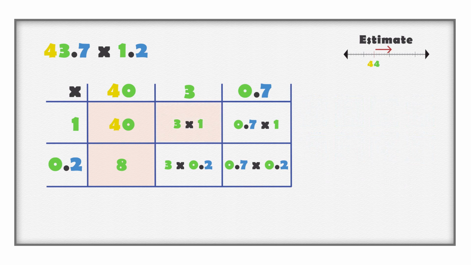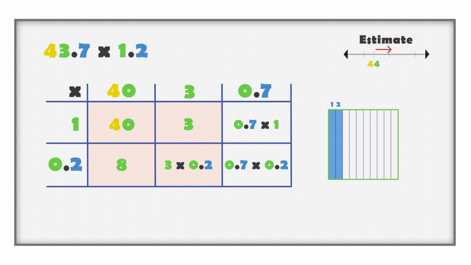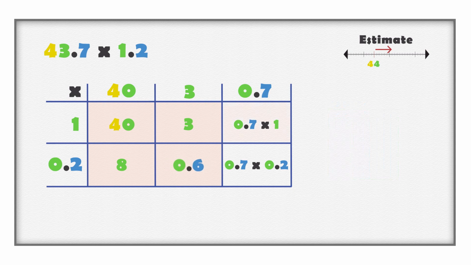3 multiplied with 1 is 3. 3 multiplied with 2 tenths is 6 tenths. 7 tenths multiplied with 1 is 7 tenths. Multiply 7 tenths with 2 tenths. When multiplying a part of a whole with another part of a whole, we get smaller pieces.